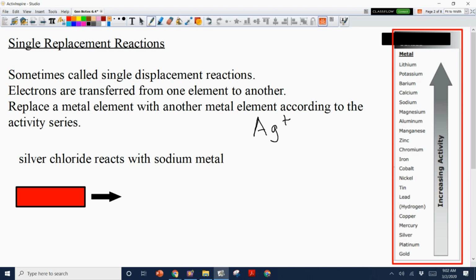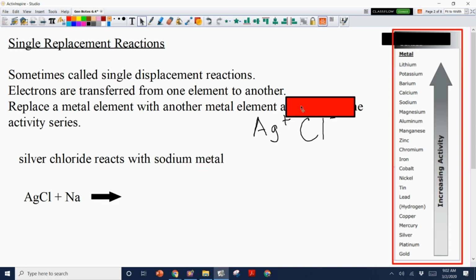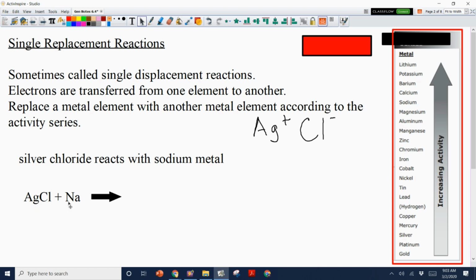All right. And then chloride is Cl. Okay, if you look on your periodic table, that's always a -1. So since +1 and -1 cancel each other out, then we just get AgCl for silver chloride. Okay, so see right here, AgCl. And this reacts with sodium metal, so plus Na. All right, so there we see AgCl plus Na. Now, we have to look up silver and sodium on this activity series. So let's find silver. Silver is way down here. And then sodium is right here. So sodium is stronger than silver.